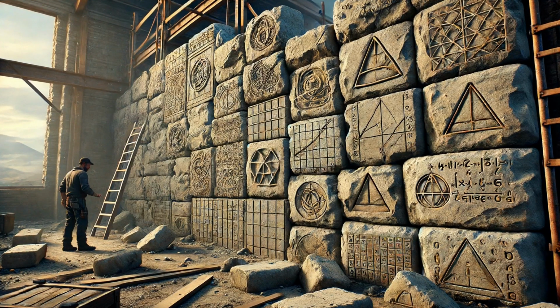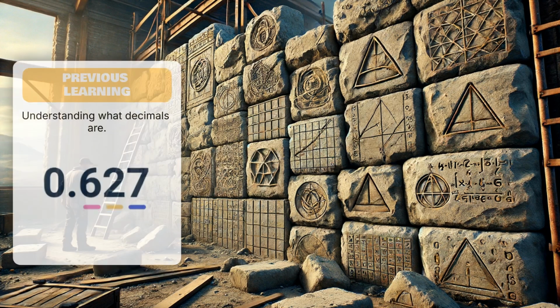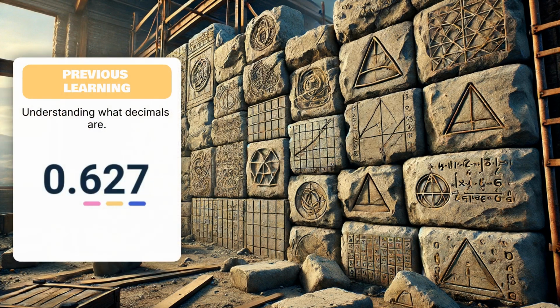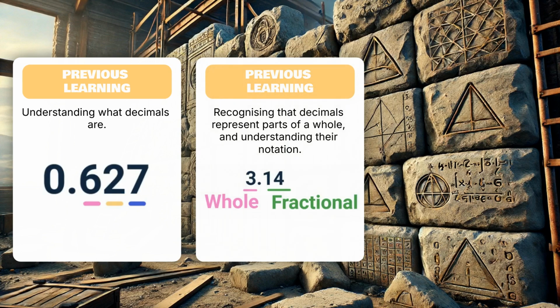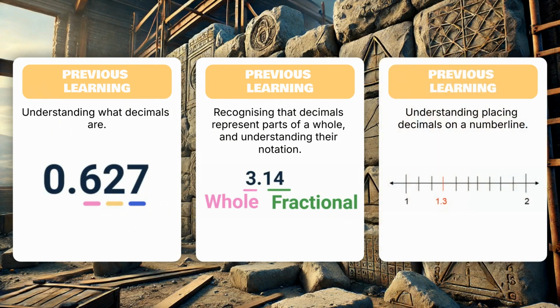In our previous lessons, we've laid a foundation by developing an intuitive understanding of what decimals are. We have also learned to recognize that decimals represent parts of a whole and understand their notation, and developed our understanding of placing decimals on the number line. With this foundation, we can now focus on ordering decimals.